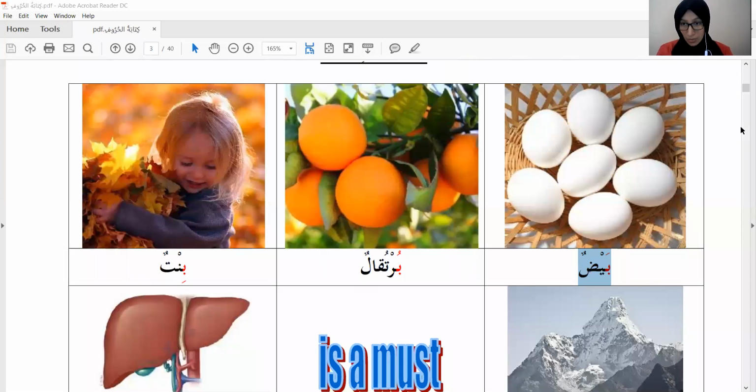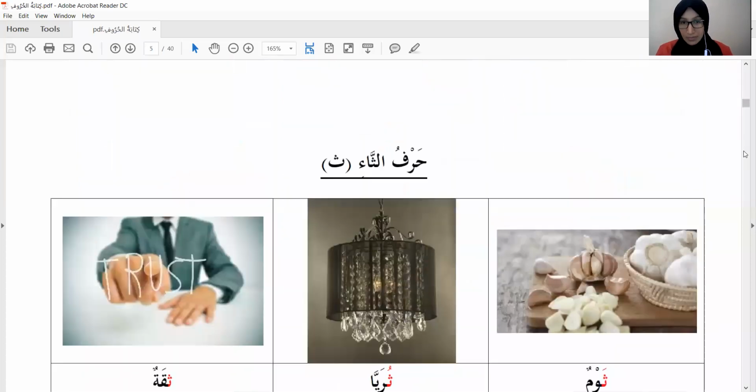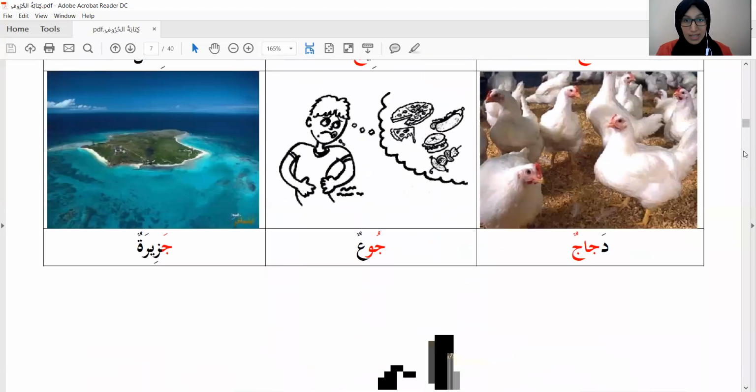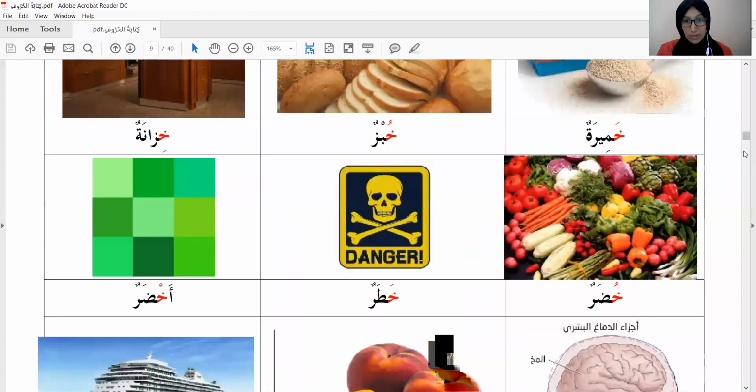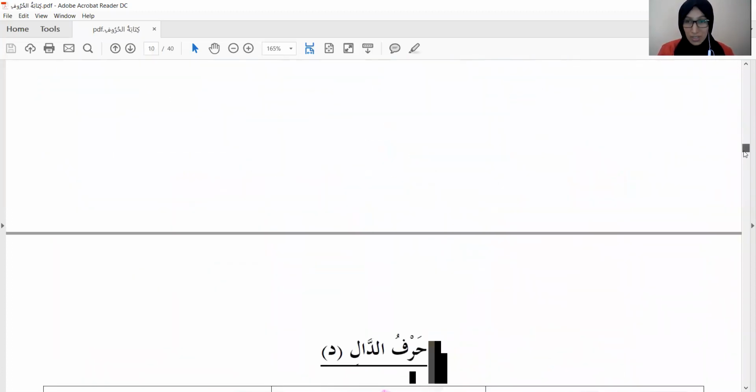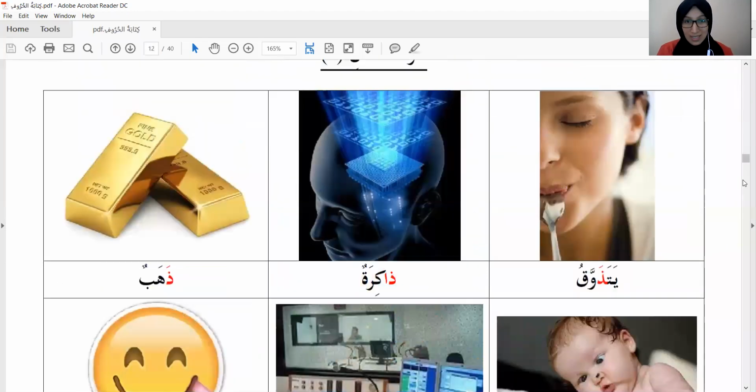And try to practice all of them. You will have new vocabularies, and you will have the opportunity to practice a lot. As much as you practice, as much as you get it.